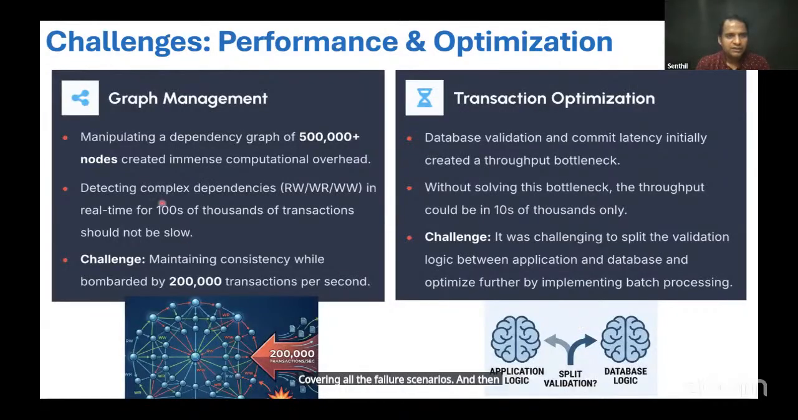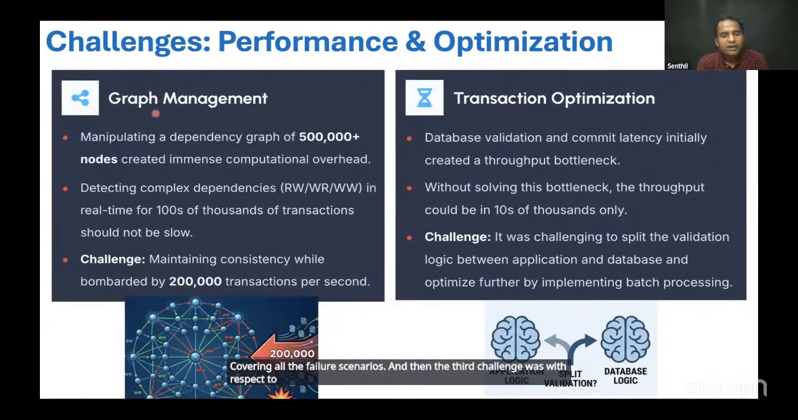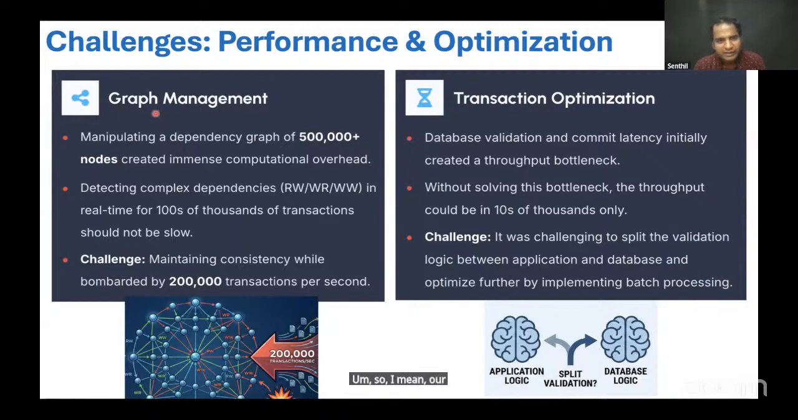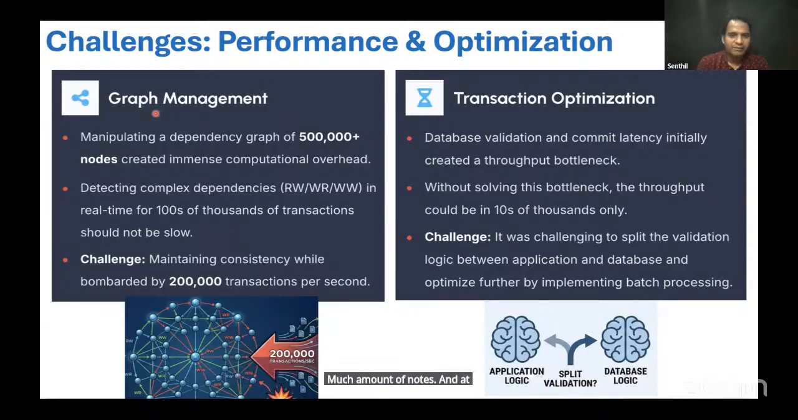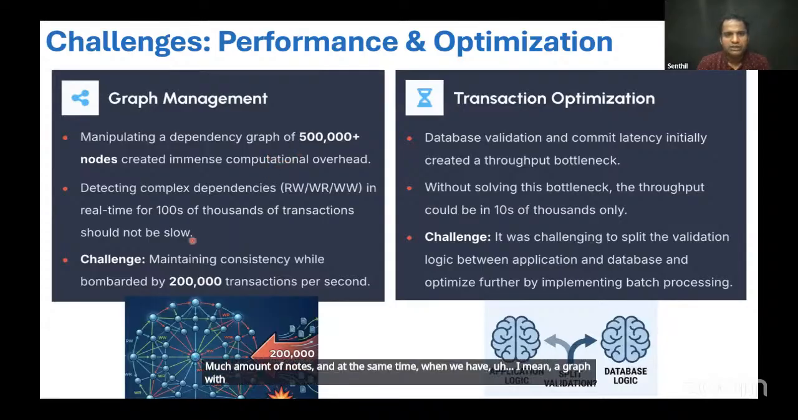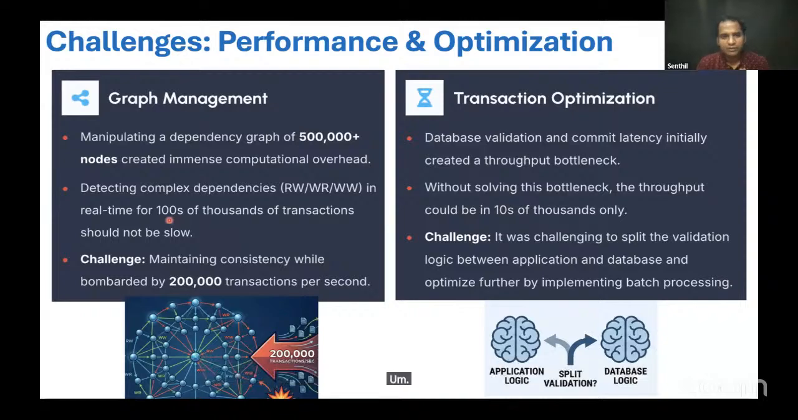And then the third challenge was with respect to graph management. Our goal is to provide more than 100,000 TPS, right? So in that sense, the dependency graph at any given time should be able to handle almost 500,000 nodes. This was quite challenging because we need to devise a data structure that can handle this much amount of nodes. And at the same time, when we have a graph with this many nodes, hundreds of thousands of transactions would be arriving into the coordinator.